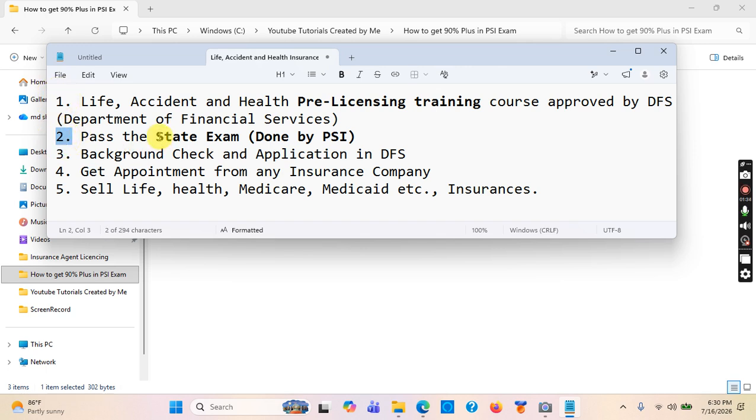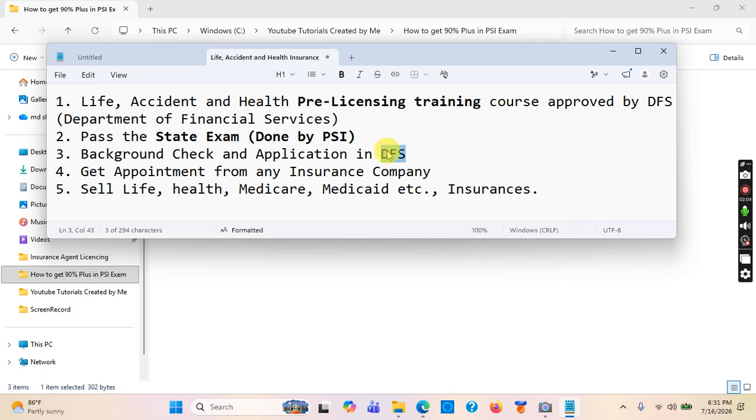The second step is to pass the state exam. The questions come from DFS, the exam is taken by PSI, and that exam has to be passed. Once someone has passed the state exam, that person can do the background check, which requires fingerprinting, work history check, and criminal background check. And then the application to the DFS, Department of Financial Services. That is the third step.